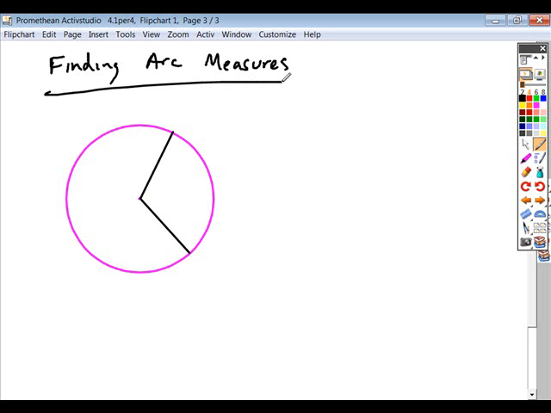In order to find an arc measure, let's say in this particular case we have circle Y. Remember, you can name a circle by its center if there's no other circles that have that center. You want to find the measure of arc XZ.